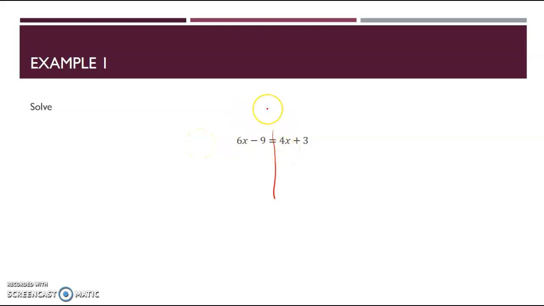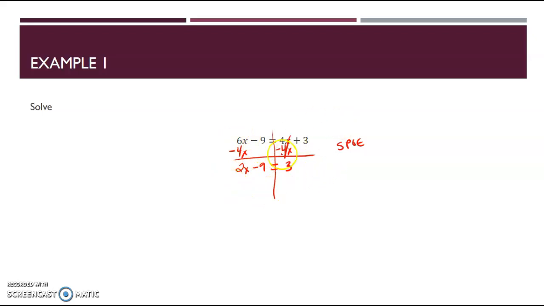So you can do one of many ways. I tend to move my variables to where they will stay positive. But if it helps to remember letters left, then you can think letters left. So I'm going to zero out this 4x by subtracting 4x from both sides. And so we're doing that SPOE, subtraction property of equality. So 6 minus 4 gives us 2x minus the 9 equals the 4x minus 4x is 0 plus 3.